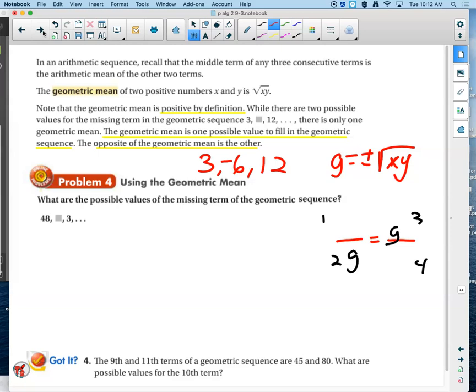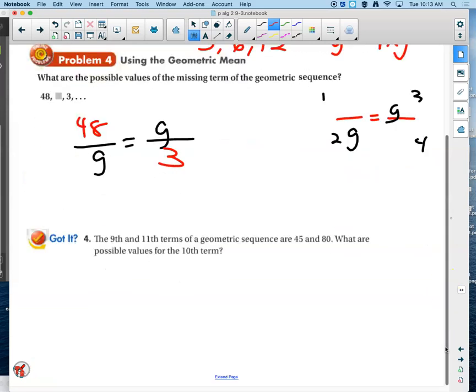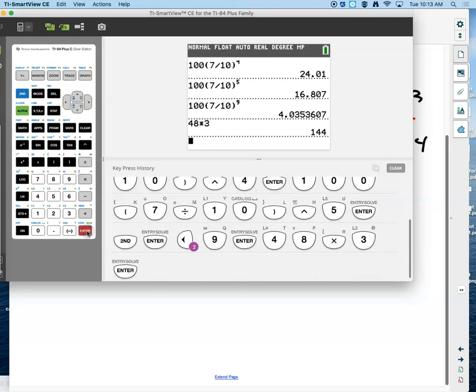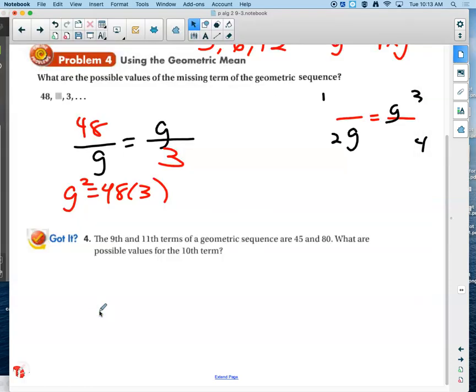So down here it says, what are the possible values of the missing term in this geometric sequence? And I remember, if one thing is missing in the middle, then we're talking geometric mean. So I need my g's in those 2 spots. And I need to take the numbers they gave me and put them in the other 2. And if that's a proportion, we always solve those by cross-multiplying. So let's cross-multiply and see what we get. G squared equals whatever 48 times 3 is. Plop that up here for everybody to see. 144, like that number.